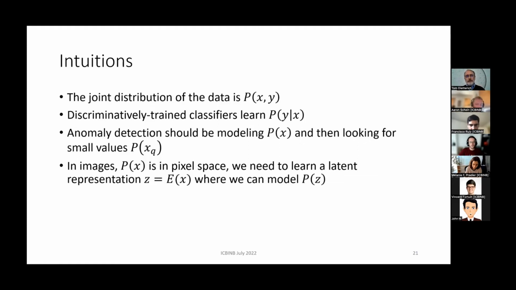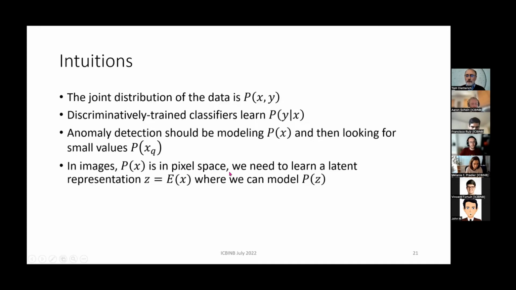So, my intuitions were based on thinking about this probabilistically, right? The joint distribution of the data is P of X, X being the image, and Y being the class label. And we know in discriminative learning, we are just learning the conditional distribution, P of Y given X. But my intuition is that in anomaly detection, we really should be modeling P of X and then looking for small values of P of X when we get a query. Again, this is thinking very much in Shannon's appraisal kind of mindset. Of course, with images, P of X would be in pixel space, and trying to estimate probability distributions in pixel space is very challenging.